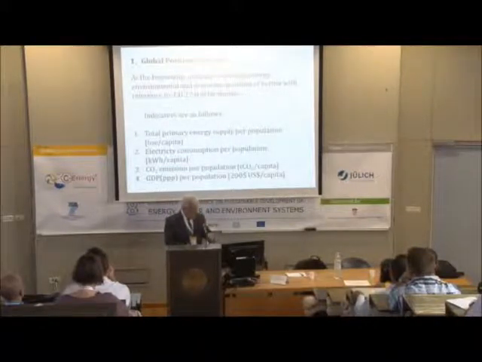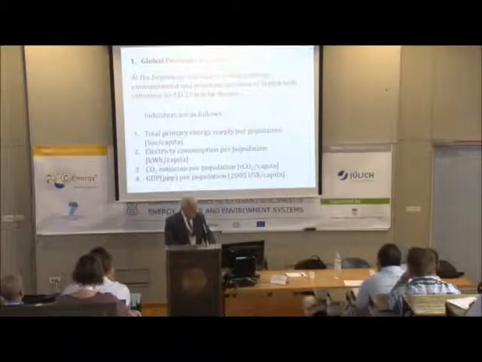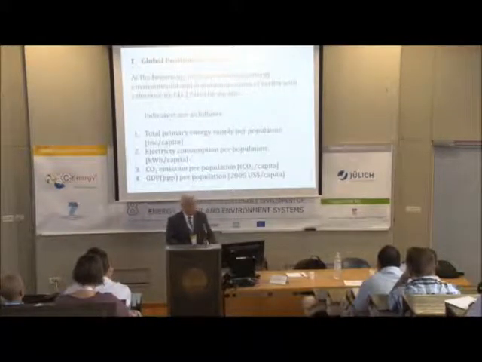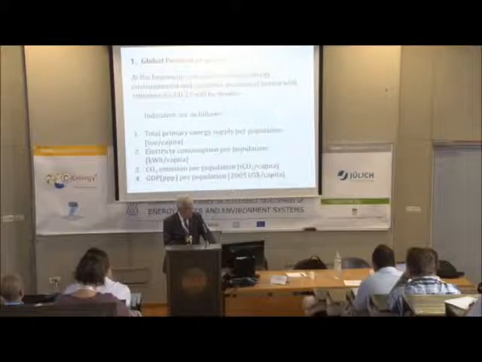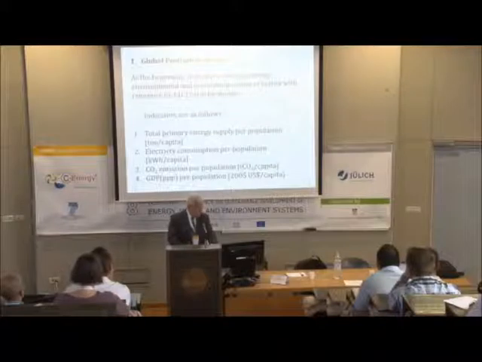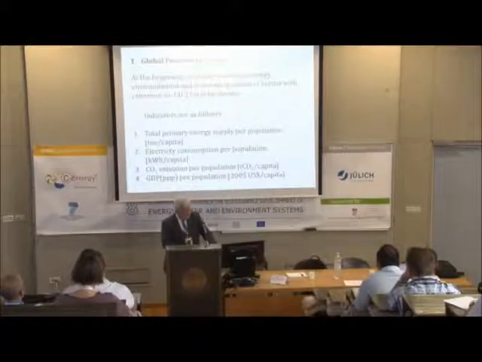The second one is electricity consumption per population, in kilowatt hours per capita. The third one is CO2 emission per population, in tons of CO2 per capita. That is always calculated having in mind the total primary energy supply and energy mix. And in the end, we use GDP, that means purchasing power parity per population, using the US dollar exchange rate from the year 2005, per capita again.